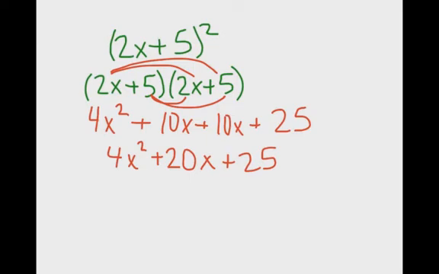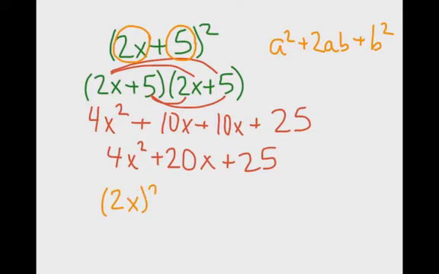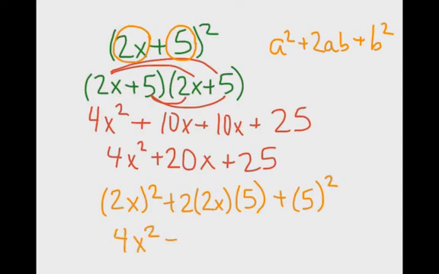Now if you remember, we could use our identity, which was a squared plus 2ab plus b squared. In this problem, a would be 2x and b would be 5. So 2x squared, plus 2 times a, which is 2x, times b, which is 5, plus b squared, which is 5 squared. Simplify that out, we get 4x squared plus 20x plus 25, which is the same thing we got when we distributed it out.